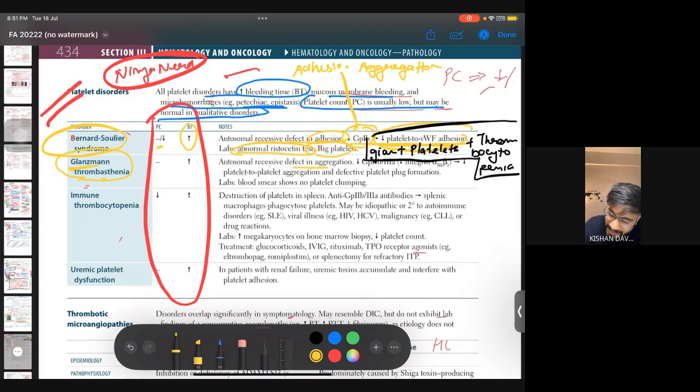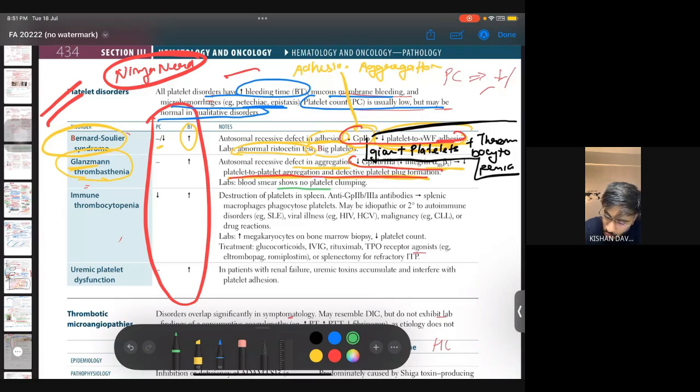Autosomal recessive defect in aggregation, decrease in GP2b3a. Okay, that is decrease in platelet-to-platelet aggregation and defective platelet plug formation. This line is very important. They will literally ask you what is the defect over here, or else they will give you the defect and ask you the name of the disease, the name of the syndrome. So you should be thorough with this.